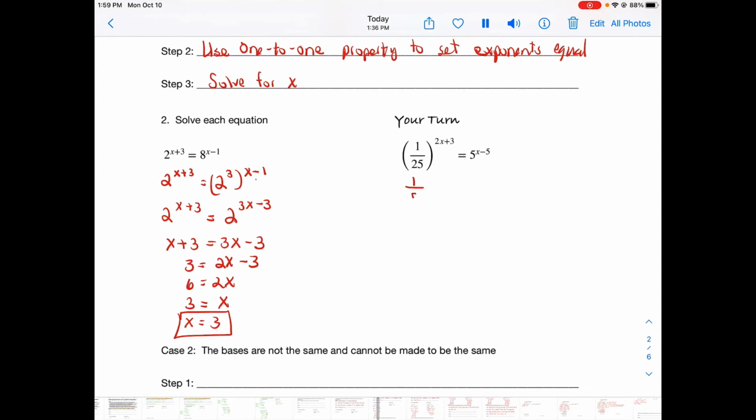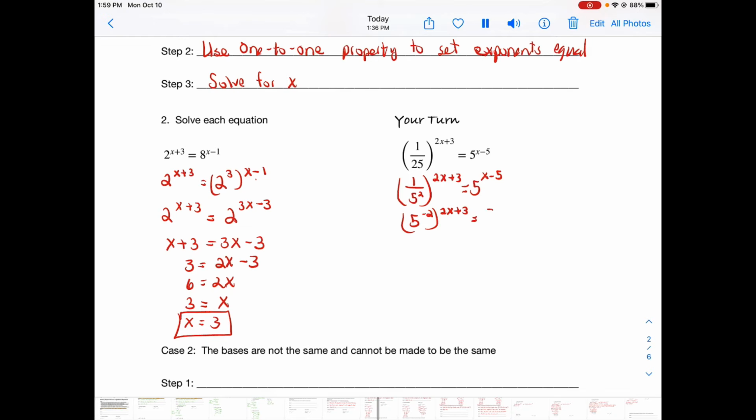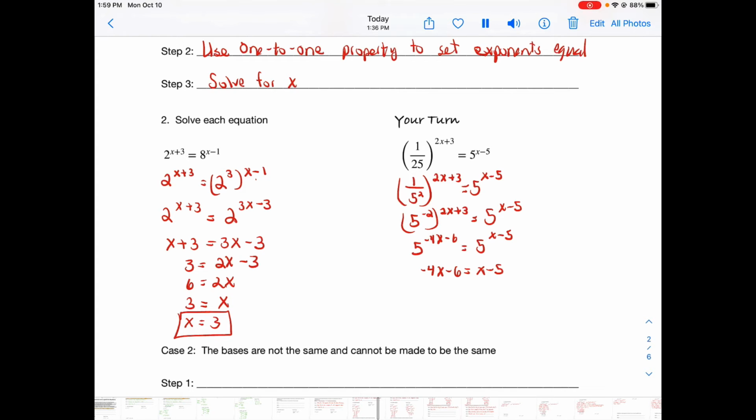Okay, in this example, you have 2 exponential terms, but they don't have the same base, but I can rewrite 25 as 5 squared. Still don't have quite the same base, but then I remember my rule that 1 over 5 squared is the same as 5 to the negative 2 power. Now I have the same base. So I'm going to do my distributive power of a power, and that's going to give us 5 to the negative 4x minus 6 is equal to 5 to the x minus 5. Then I can use the one-to-one property and set each of these exponents equal to each other. Solving for x by adding 4x to each side, and then adding 5 to each side, I end up that x is equal to negative 1/5 in this problem.